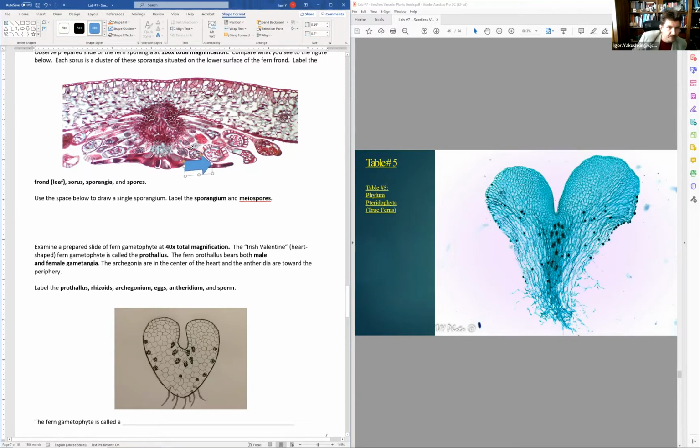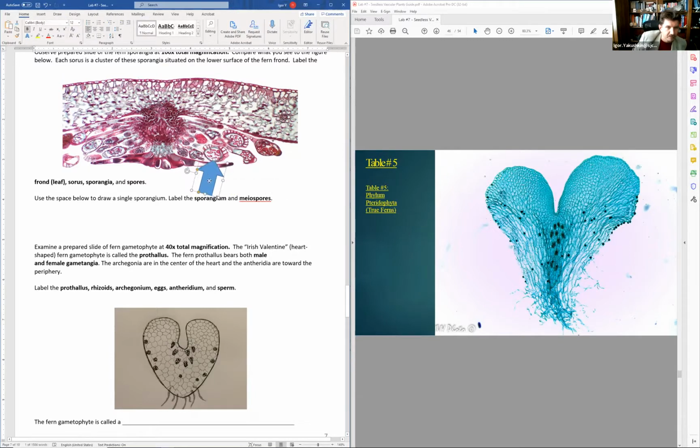And then something like this. I see students doing something like that. Sporangium and then meiospores, usually a smaller one. Thank you very much. Much clearer, much easier for me to grade. And some of you are still using the spider web of arrows pointing everywhere. Sometimes it's hard to figure out where they're pointing.